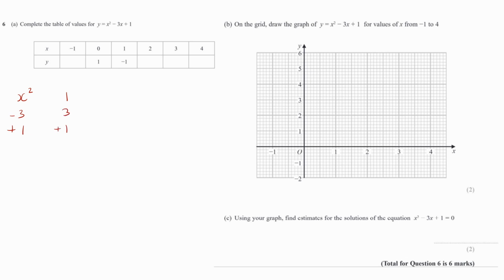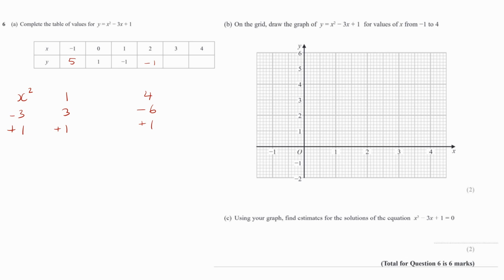So 3 plus 1 is 5. So that's 5. Then 2 squared is 4. Minus 3 times 2 is minus 6, plus 1. Minus 6 plus 4 is minus 2, plus 1 is minus 1. So I can see the symmetry here, 5, 1, minus 1, minus 1. So this should be 1.